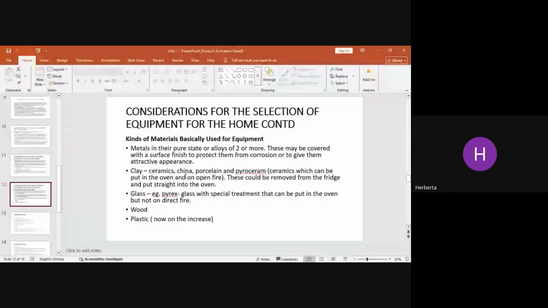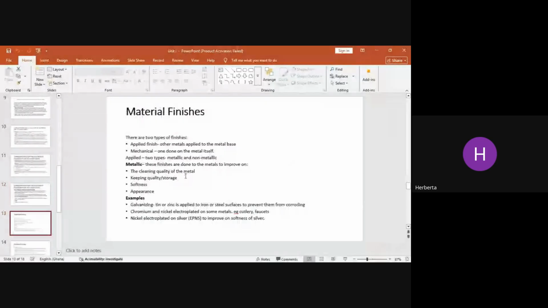We also looked at some of the kinds of materials that are used in making the equipment that we use. We looked at metal, clay, glass, wood, and plastics. So some of these are normally used for the construction of the equipment. Then we delved into metals.